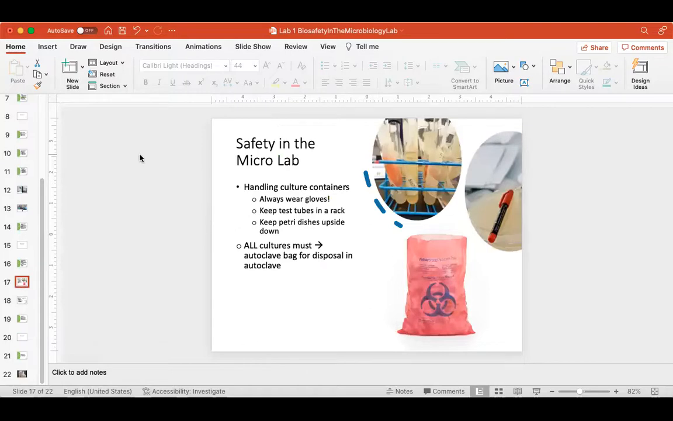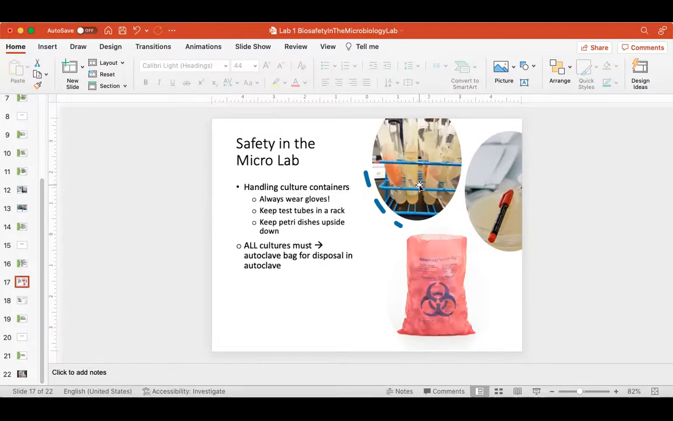Again, we're not in the laboratory this summer, but we're going to be pretending we are. We're going to be looking at lots and lots of images of culture containers, petri dishes, like this one over here in this image, and test tubes and flasks that contain material that specifically helps microbes to grow. It specifically helps bacteria to grow.